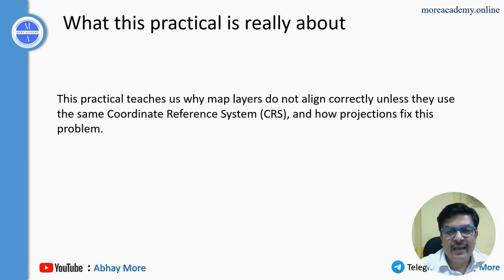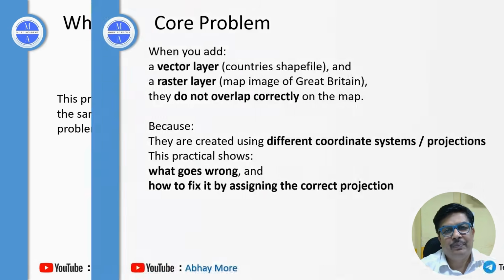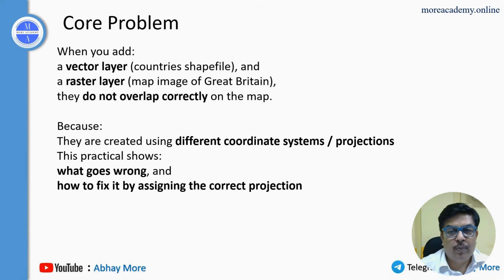This practical is teaching us why map layers, so multiple layers in a map that we have seen, do not align correctly unless the same CRS, that is the coordinate reference system, is utilized for them, and how the projection fixes this particular problem. So let's understand the core problem.